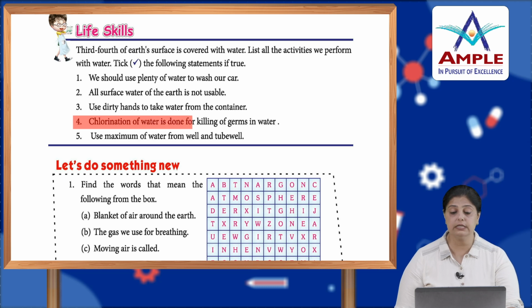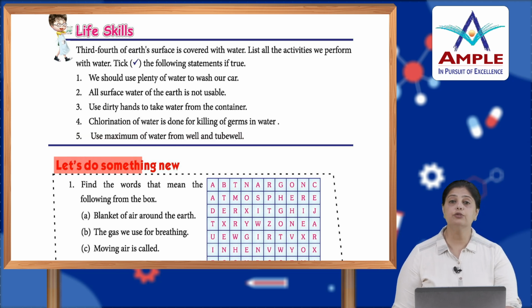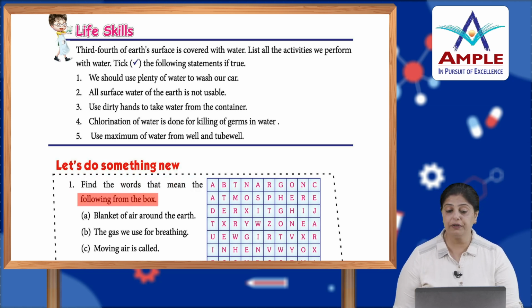Chlorination of water is done for killing of germs in water. Yes, true. Use maximum of water from well and tube well. Yes, true. Okay, now let's do something new. Find the words that mean the following from the box. Okay, so you have to find the answer of what the statement means.